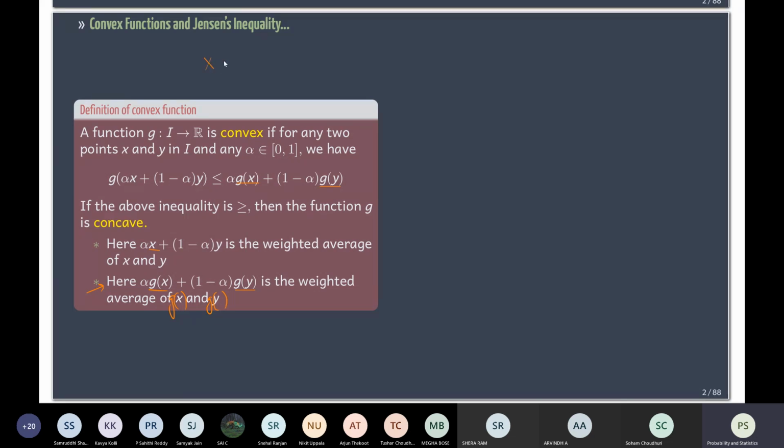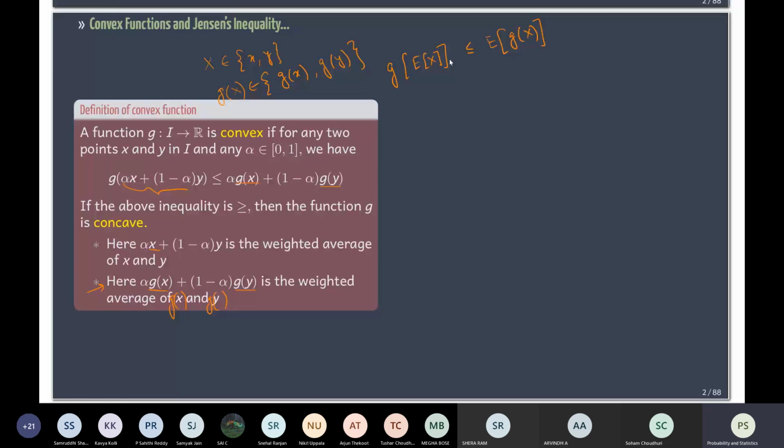So we can assume that X is a random variable that takes values, let us say, x and y. And then g of X will take values g of x and g of y. Then in terms of the expectation, what we are trying to say is the weighted average of this, in other words, g of expectation of X is less than or equal to expectation of g of X. So this is what it means.